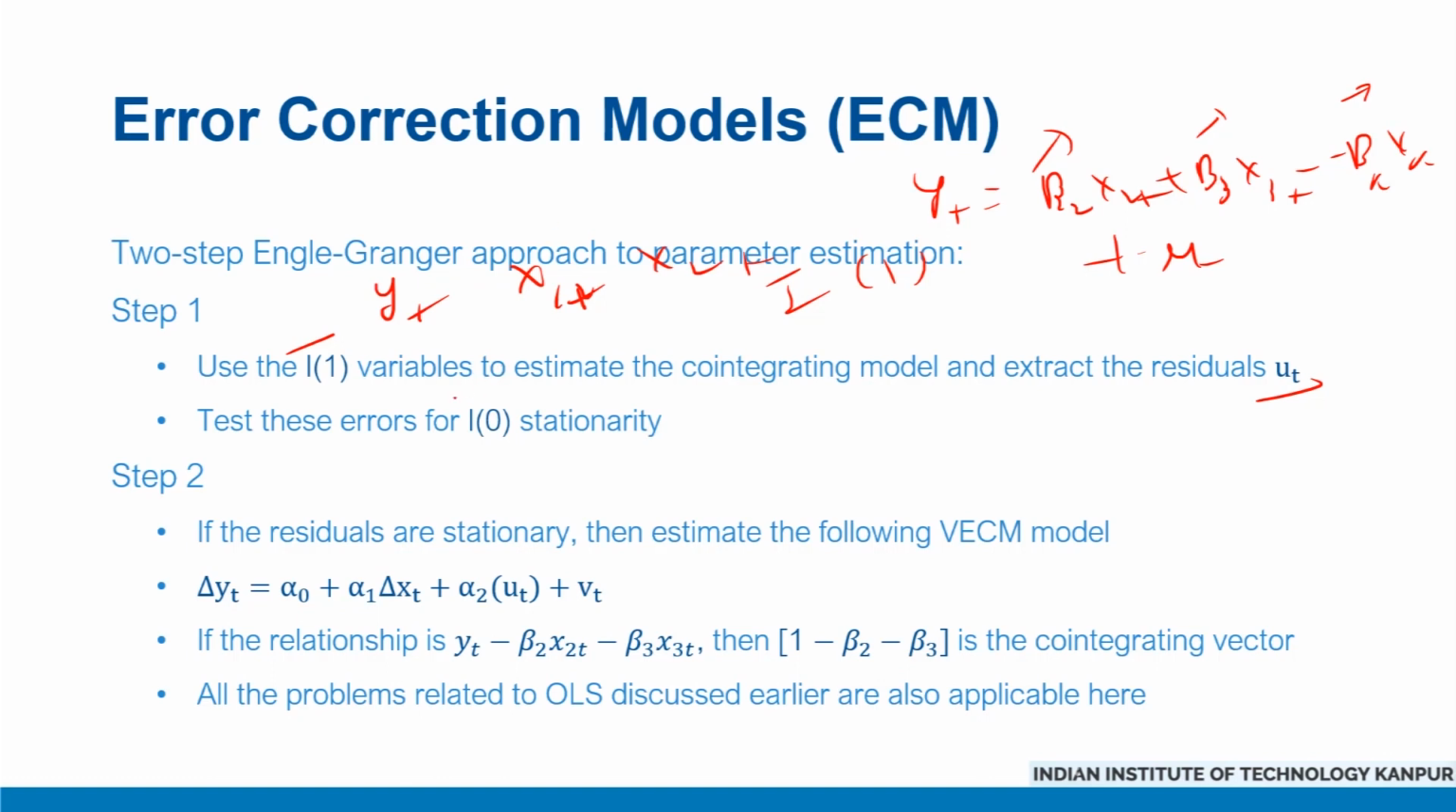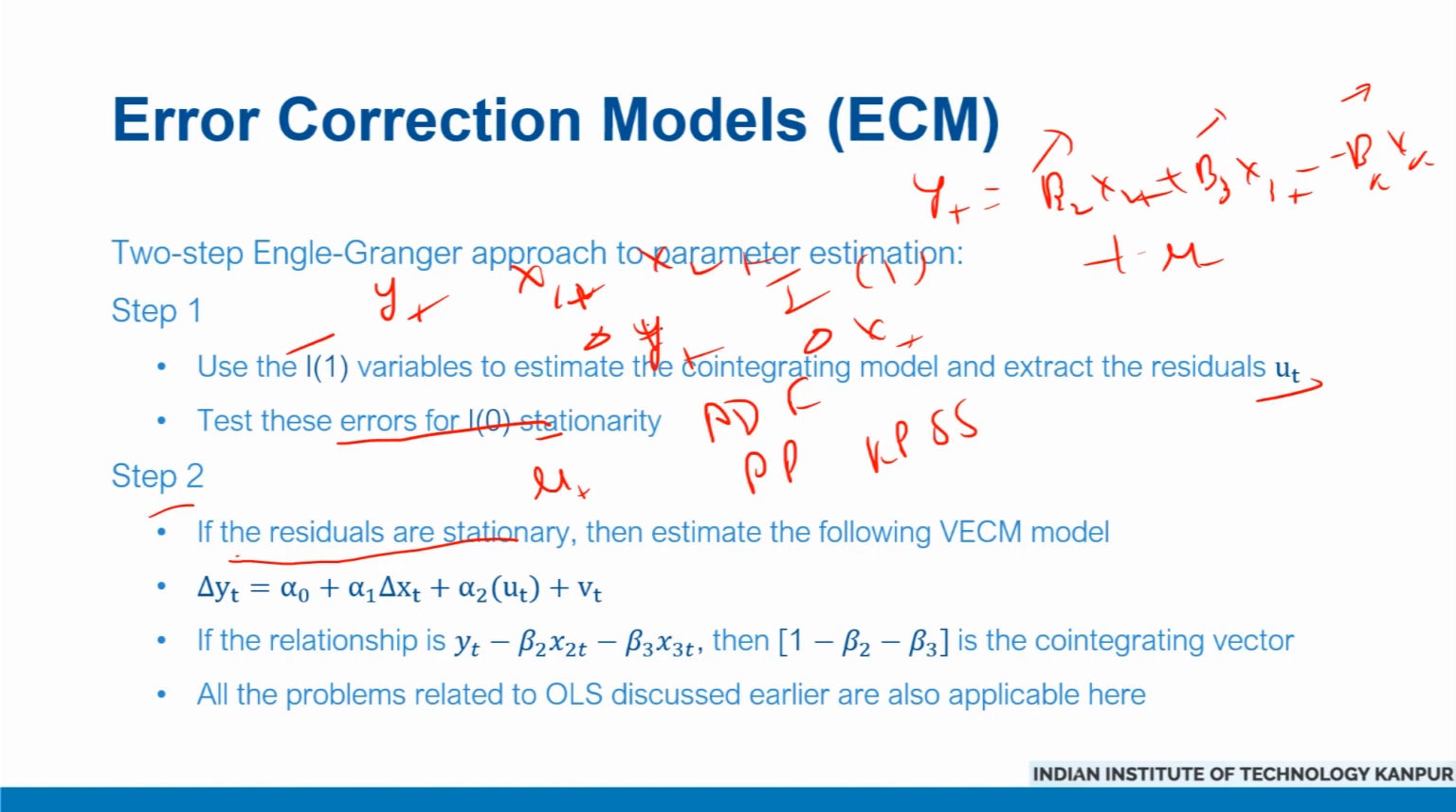So the next step would be to test these mu_t's, the error terms, for their stationarity, or whether they are I(0) or not, through tests such as the ADF test, PP test and KPSS test, as we discussed earlier. We approach the next step only if the residuals are stationary. If you find that residuals are not stationary, indeed they are I(1), then you have to only find the short-term relationship by estimating the first differences in y_t, delta y_t, delta x_t and so on. So you have to find the first differences, and only a short-term relationship will exist.